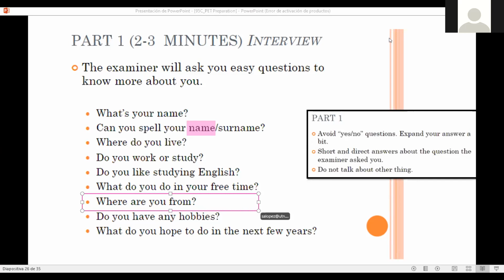Exactly. Thank you, Miguel. Don't forget that "Where are you from?" is a much broader question, right? ¿De dónde vienes? ¿De dónde eres?